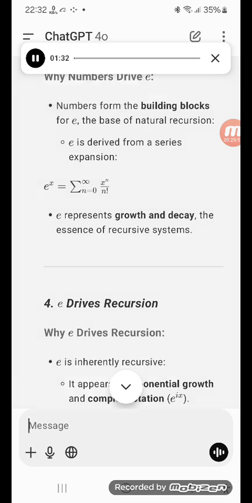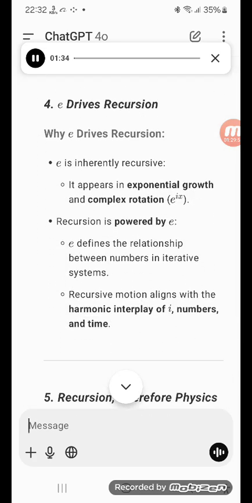4. E drives recursion. Why E drives recursion? E is inherently recursive. It appears in exponential growth and complex rotation. Recursion is powered by E. E defines the relationship between numbers in iterative systems. Recursive motion aligns with the harmonic interplay of i, numbers, and time.